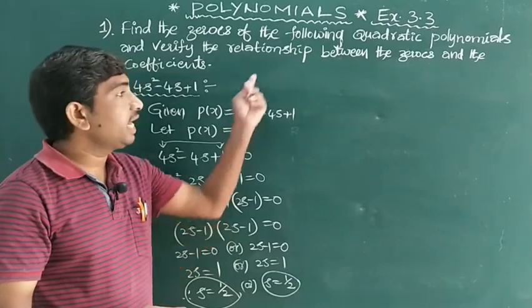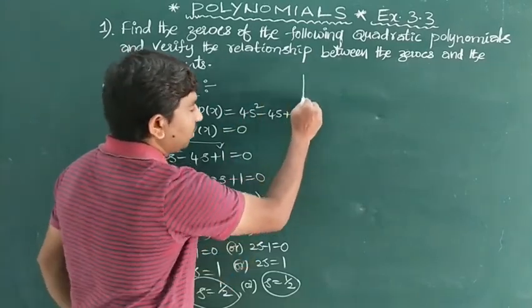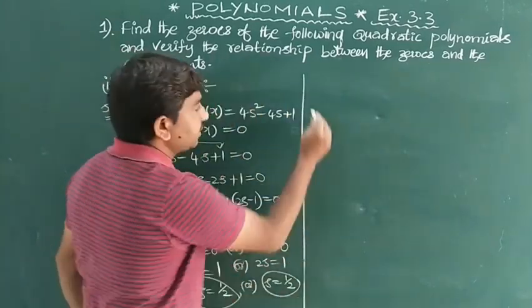Now we have to find the relationship between the zeros and coefficients. So what are the relationships?